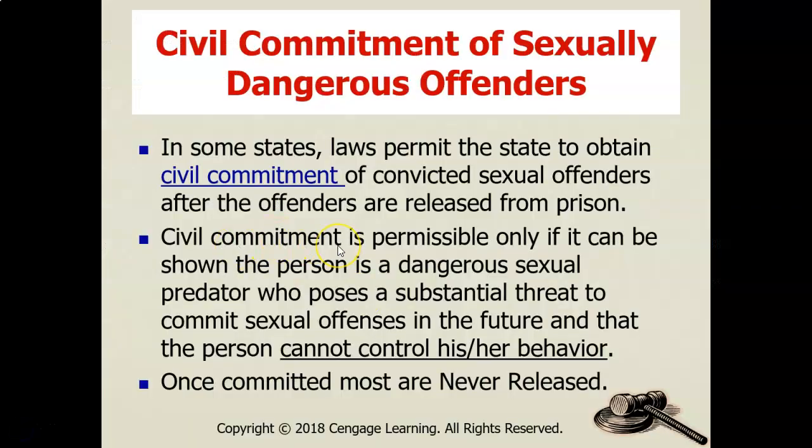When we look at civil commitment, we have to show the person is a dangerous sexual predator who poses a substantial threat to commit sexual offenses in the future, and the big one, can't control his or her behavior. Once these people are committed, most are never released.